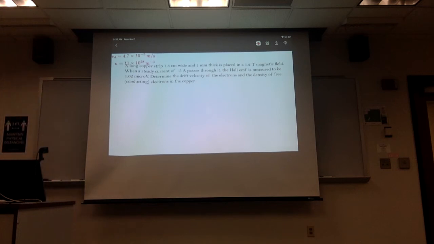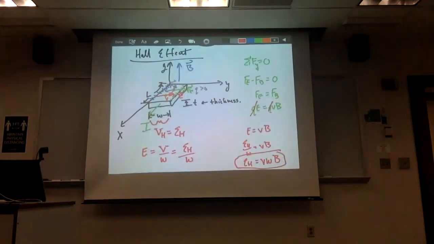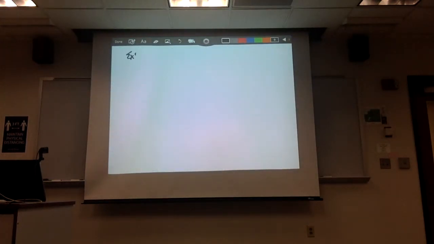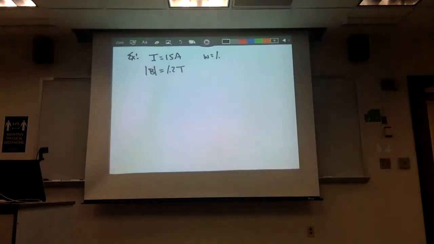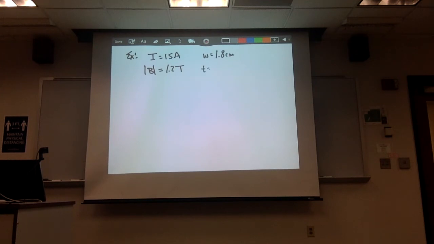So good. Let's talk about all these things. So what do we know? In our example, we know that we have a current of 15 amps. We have a magnetic field magnitude equal to 1.2 Teslas. We know we have a width equal to 1.8 centimeters. We know we have a thickness equal to 1 millimeter. Good. And we know this strip is simply copper. Finally, we also know the Hall EMF that we measured was equal to 1.02 microvolts.